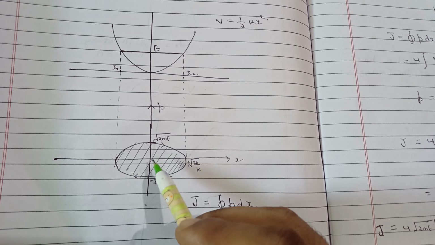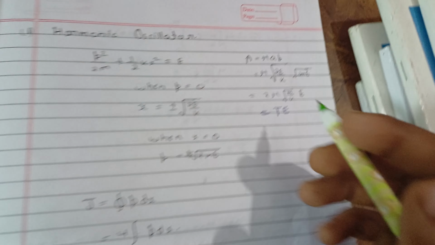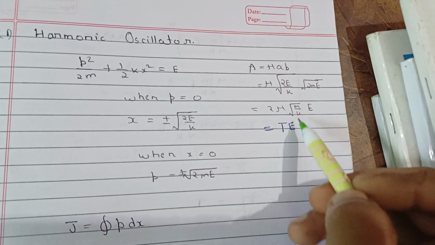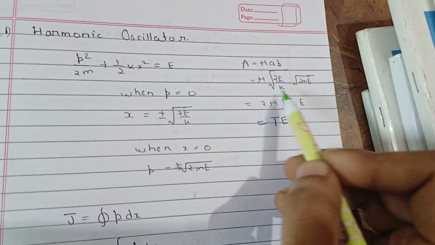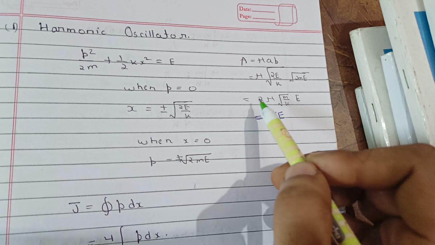So we can find the area directly. That will be pi AB, where A is this distance and B is this distance. So it will be 2 pi root m upon k times E. And this is nothing but the time period, because 1 upon omega is root m upon k. So 2 pi over omega is T, so the area is T E. So this is your area.